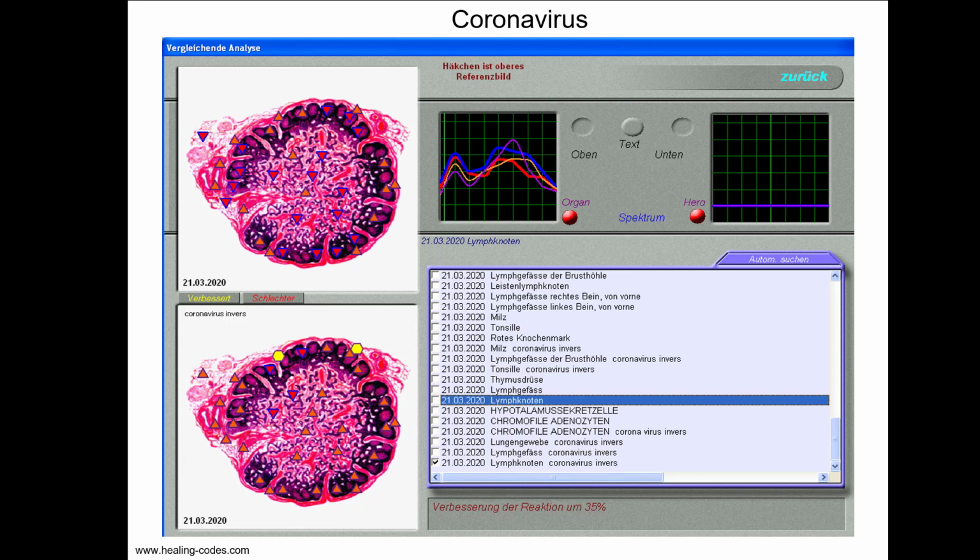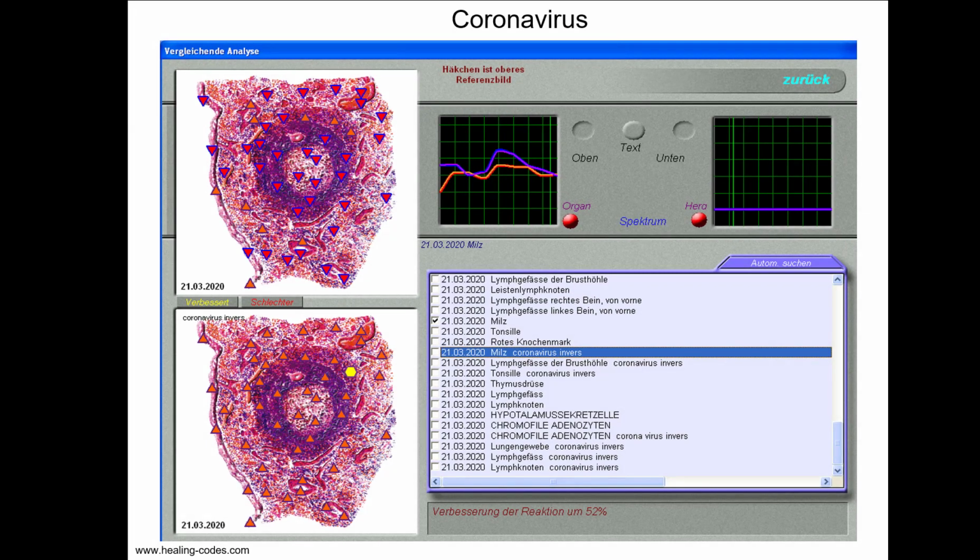According to previous experience, lymph nodes are typically affected energetically at a very early stage and to a very pronounced extent in corona infections, and are therefore very useful for diagnosis. The spleen also provides valid information in the diagnosis of corona infections. While the initial finding in the upper picture shows a clear strain, the lower picture shows a regular energetic finding after inversion of coronavirus. The improvement is a clear 52%.